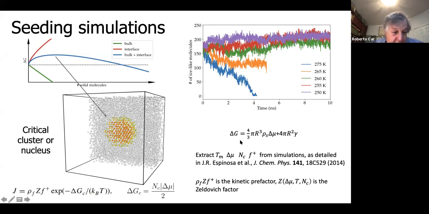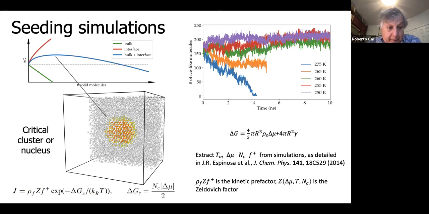Now, the expression for the rate is given here. So we see that the difference in free energy, the C, indicates the size of the critical nucleus that can be found in the simulation that I just described. This gives the thermodynamic factor, but there is also a dynamical factor that depends on Z and f plus, in addition to the density of the fluid. Z is what is called the Zeldovich factor, and f plus is the kinetic prefactor. That is something that one can also observe in the simulation, which is the accretion rate of molecules by the crystalline nucleus.